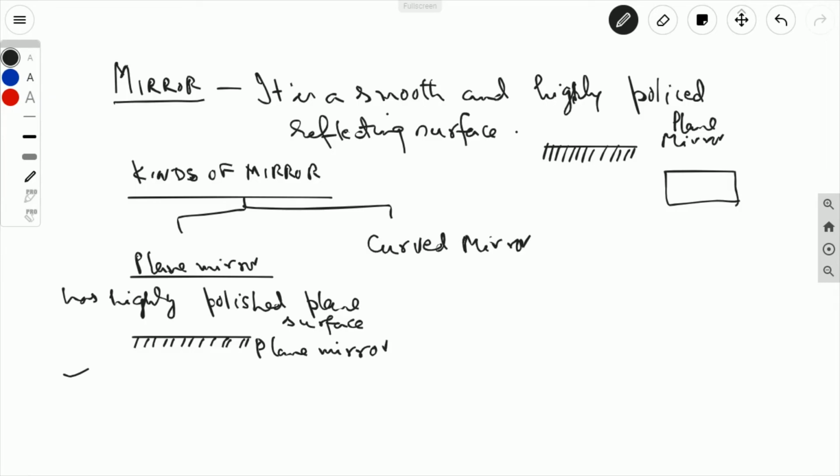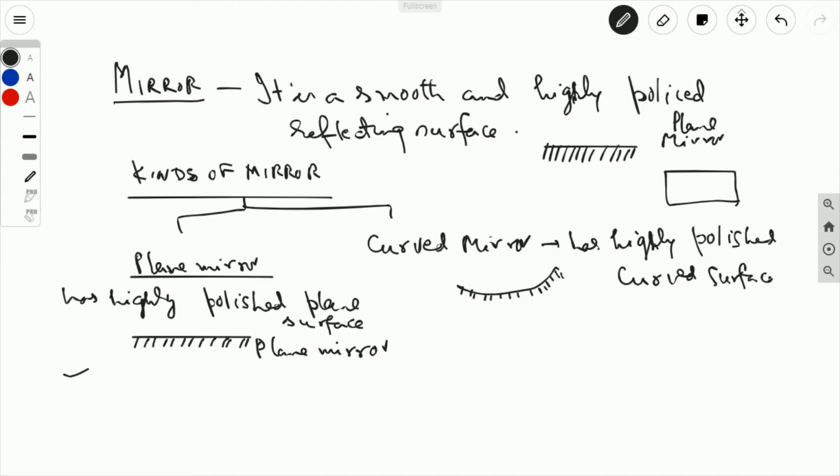Then the curved mirror. This has a highly polished curved surface. We can draw the curved mirror like this. This is a curved mirror. So this has a highly polished curved surface.